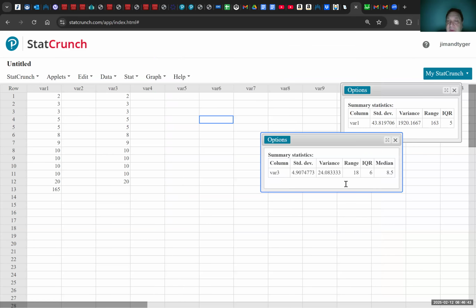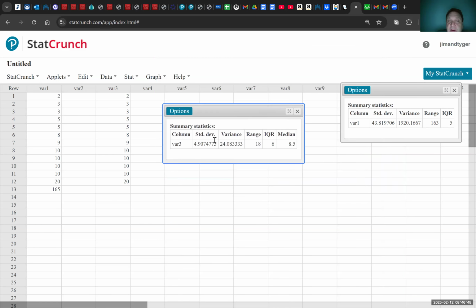Hit compute, and we got a new pop-up window here. Standard deviation is 4.9 as opposed to 43, so it definitely changed a lot. So these are the new numbers. 24 is the variance. That's the square of 4.9. The range is 18. The IQR is 6. The median is 8.5, as it turns out.